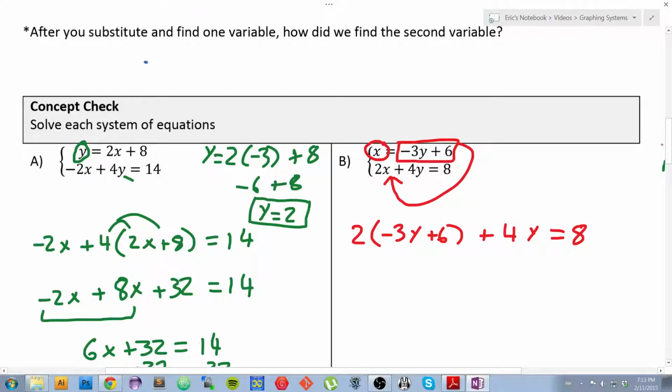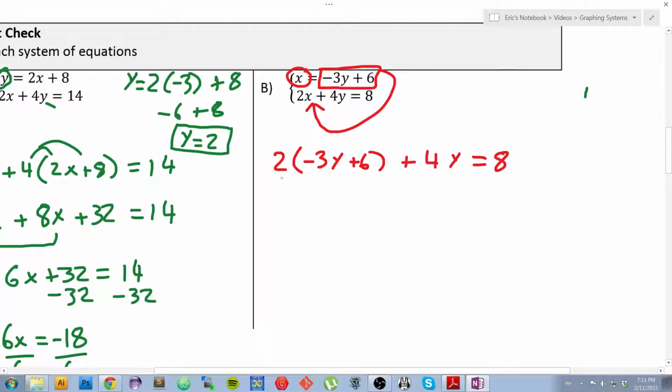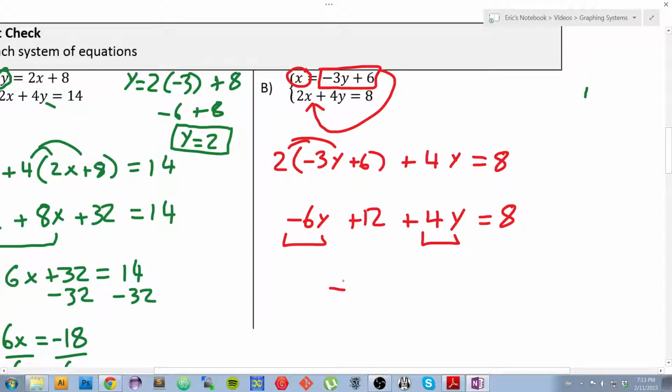On to the second example over here. Alright, we've already got our equation all set up, substituted for x. Time to distribute our number in front. Negative 6y plus 12 plus 4y equals 8. I have a like term here and a like term there. Minus 2y plus 12 equals 8.